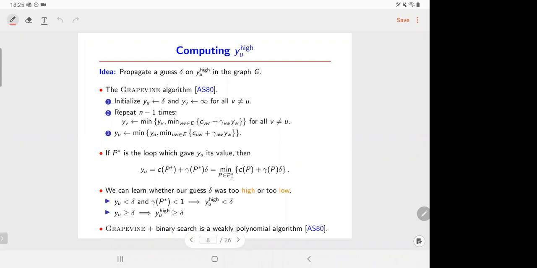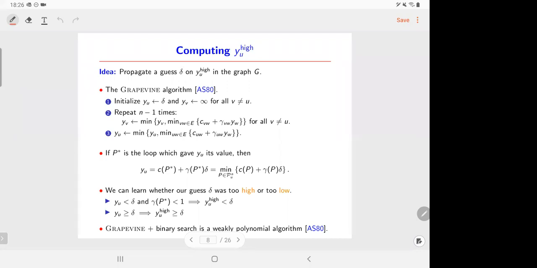What do you mean by propagating a guess? I'm going to explain the propagating operation in more detail in this slide. Propagating can be thought of as a Bellman-Ford operation. In Bellman-Ford, for the single source shortest path problem, you start with 0 at the source node and infinity everywhere else. And then you propagate 0 into the graph, and what you get in the end are shortest path distances. So this is akin to that, except now we have gain factors on the arcs.